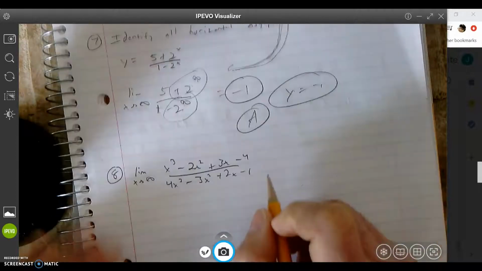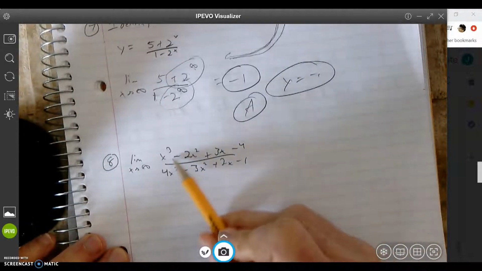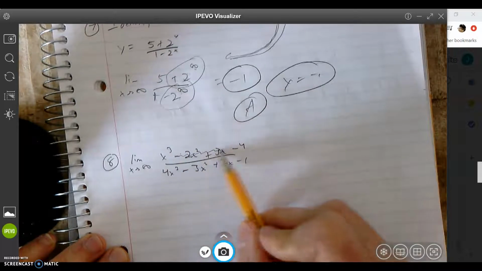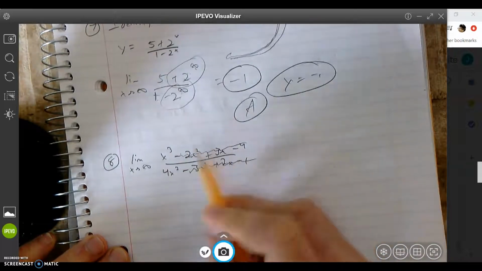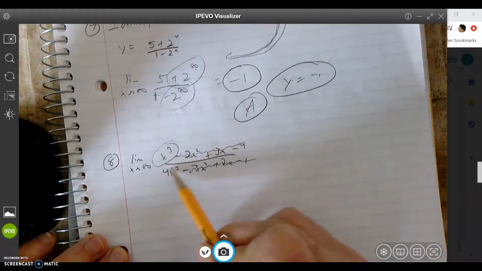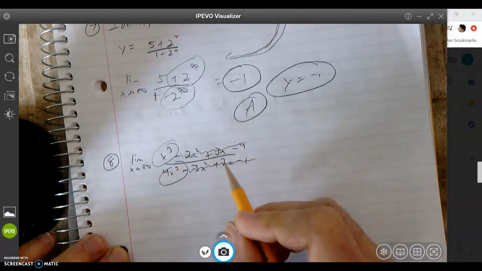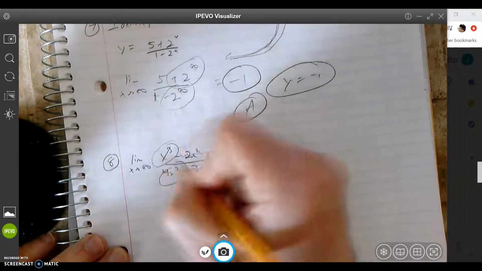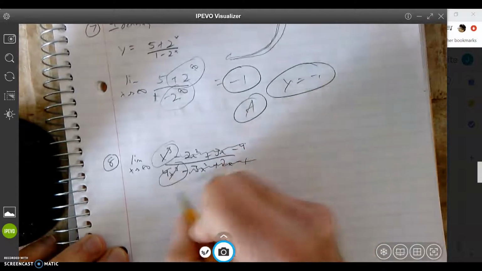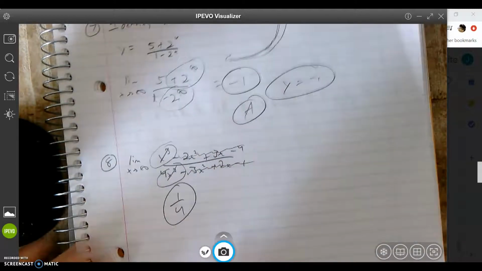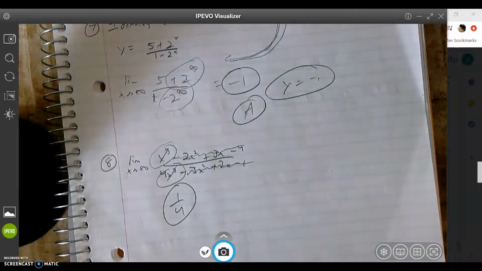Got it. Last but not least, when you plug in infinity, it looks like x to the third and 4x to the third are the biggest powers. You plug in infinity, x to the third divided by x to the third is going to be 1, and so your answer is going to be 1/4. Hopefully you got all those right.